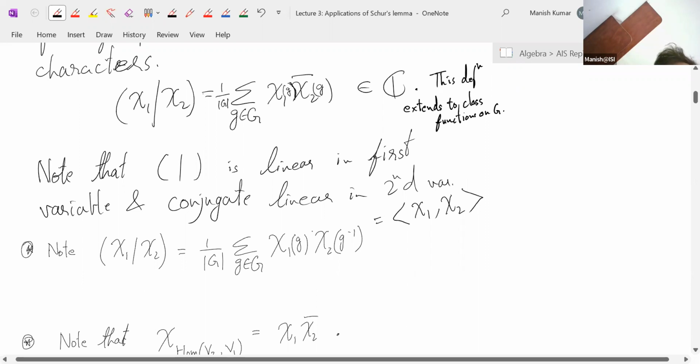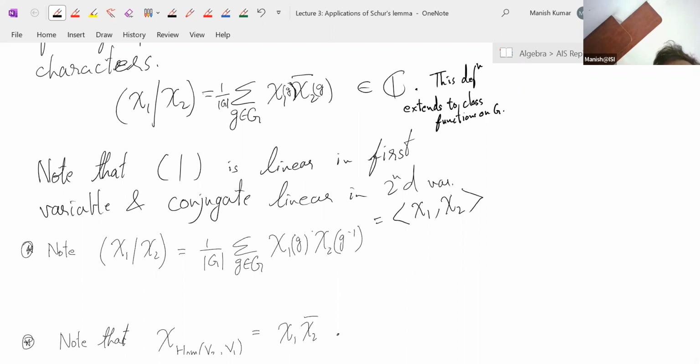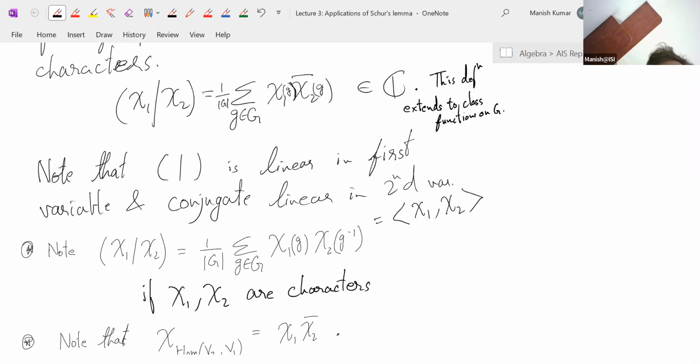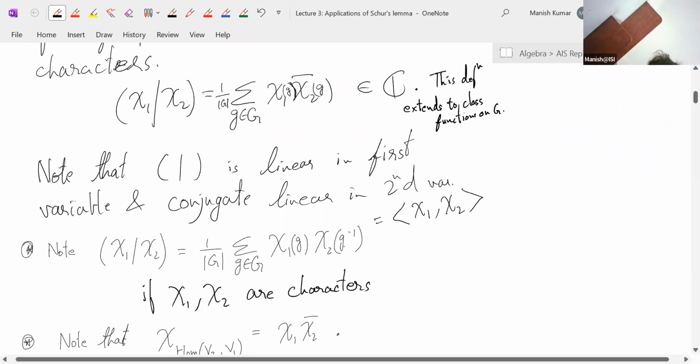And so you can think of it this way, at least when chi is a character. This formula works only when chi is a character. So maybe I should say if chi1, chi2 are characters, and not on general class functions. If chi1 and chi2 are general class functions, then you can't do this, because for an arbitrary class function you can assign any value. So it's not necessary that at G inverse it will take the value chi2 G bar. But for characters this holds. Sometimes I also denote this by this square bracket.